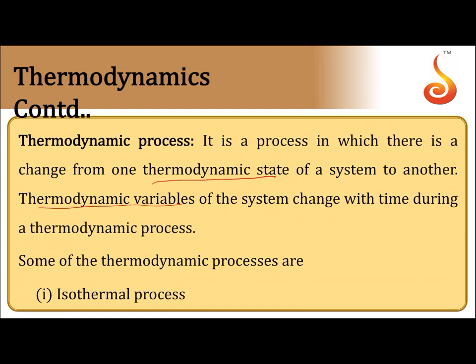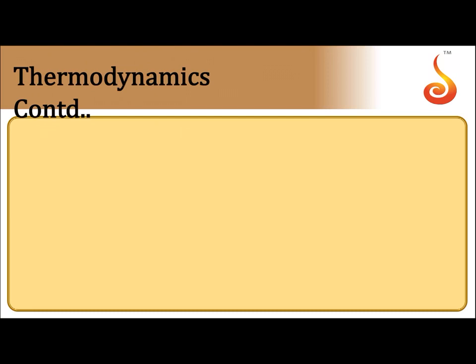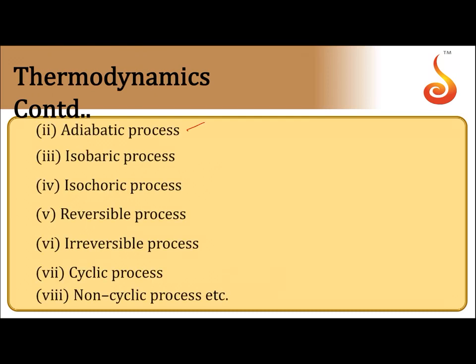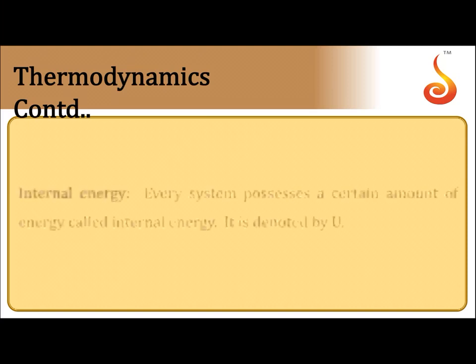Some of the thermodynamic processes are the isothermal process, which we have seen already, then the adiabatic process, this also we have seen. Isobaric process, where pressure remains constant. Isochoric process, where volume remains constant. Then a reversible process, which can be carried in forward as well as backward direction; at any point you can reverse it with the same ease. Irreversible process, which cannot be reversed. Cyclic process, the process which repeats after completing so many steps. And then non-cyclic process. These are some of the thermodynamic processes.